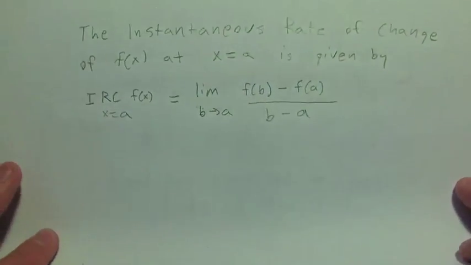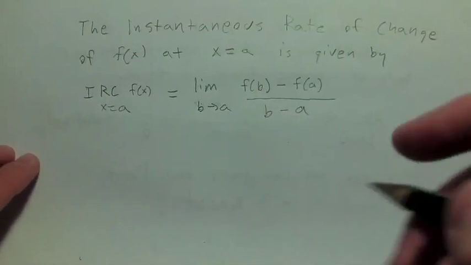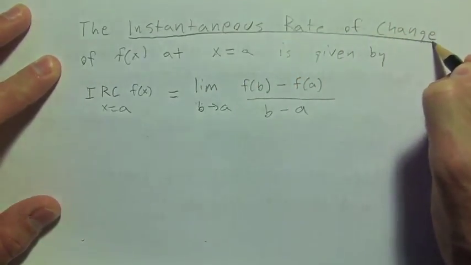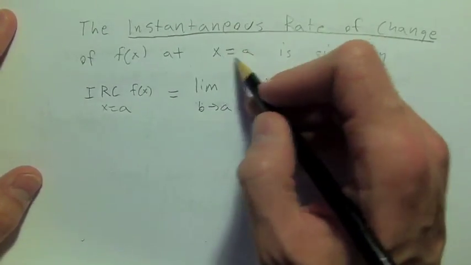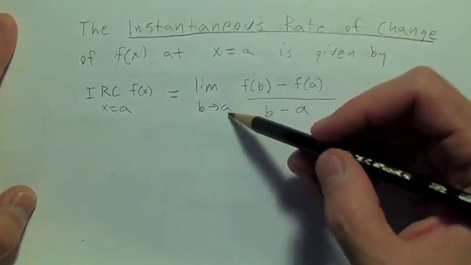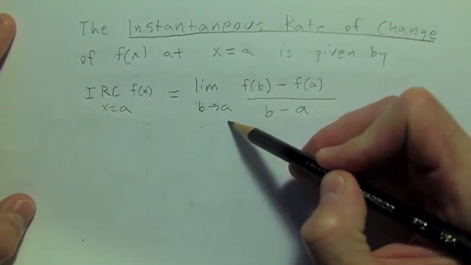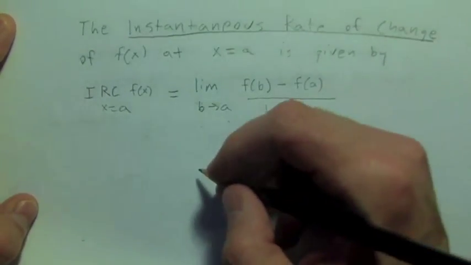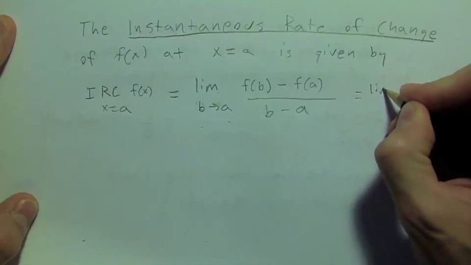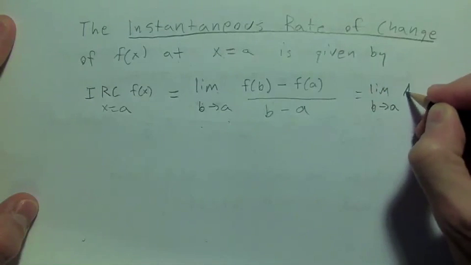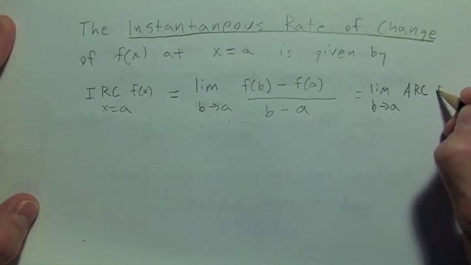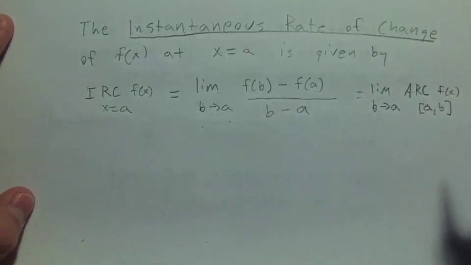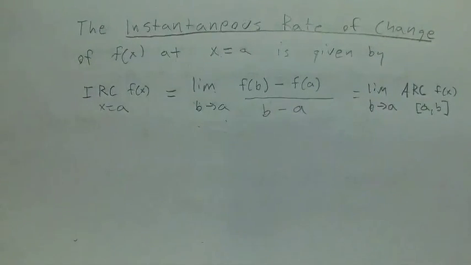Okay, so this motivating question has brought us to this definition here. The instantaneous rate of change is what we call it. So the instantaneous rate of change of f of x at x equals a is given by this limit. We take the limit as b goes to a of f of b minus f of a all over b minus a. It's essentially just the limit as b goes to a of the average rate of change of f of x from a to b, right? And we're letting b get closer and closer to a.